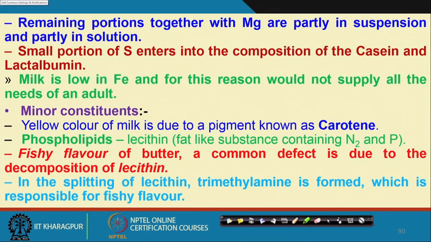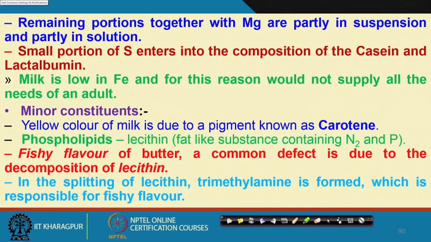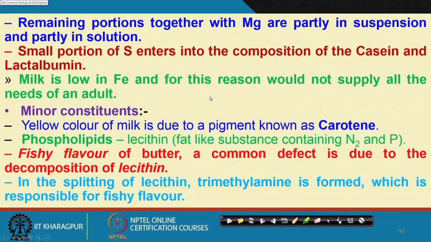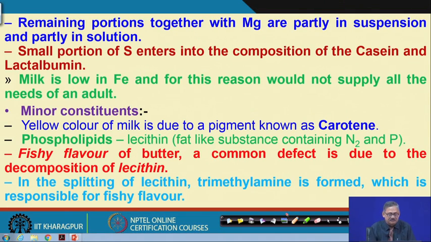So, small portion of sulfur enters into the composition of the casein and lactalbumin, right. All the needs of an adult, that is why it is not the complete food, right. Now, minor constituents which are there in milk are, yellow color of milk is due to a pigment known as carotene, that is the pigment which is available in milk.